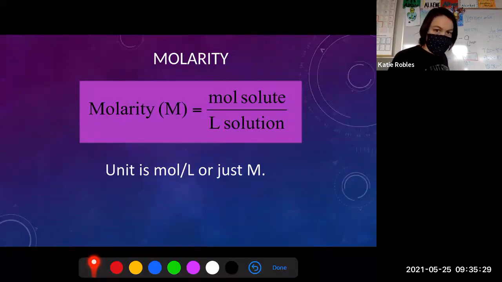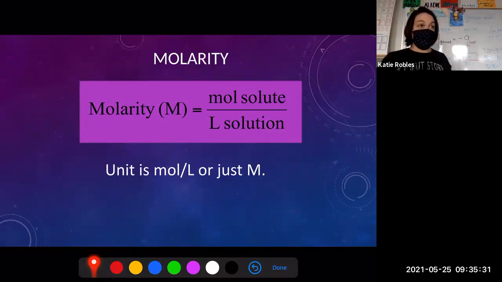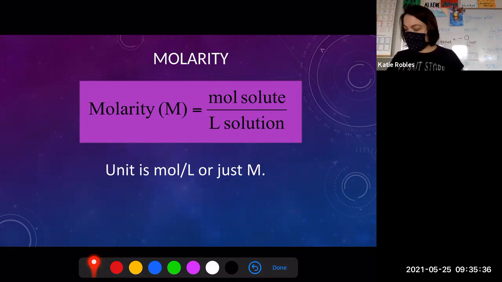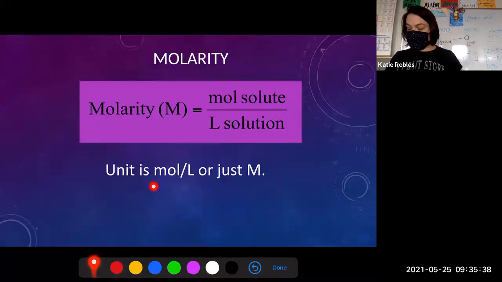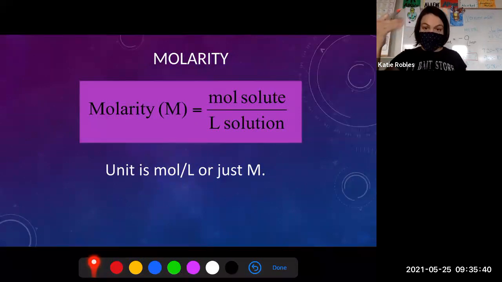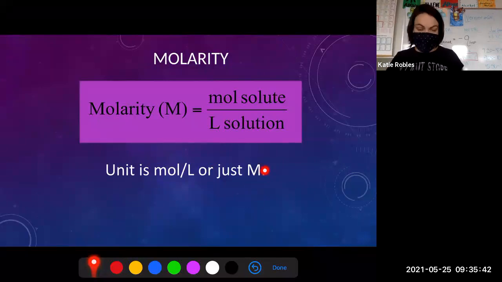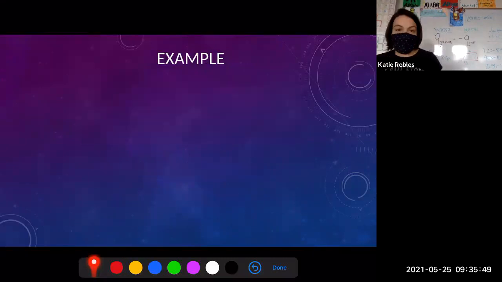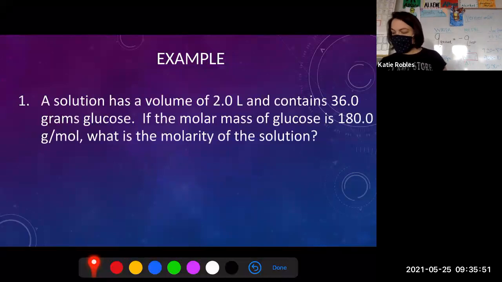If you have grams, you're of course going to have to convert that into moles in order to do these problems. So the unit is moles per liter. I am very brainwashed. When I see a capital M in my head, I think moles per liter because it's easier for me to say that.